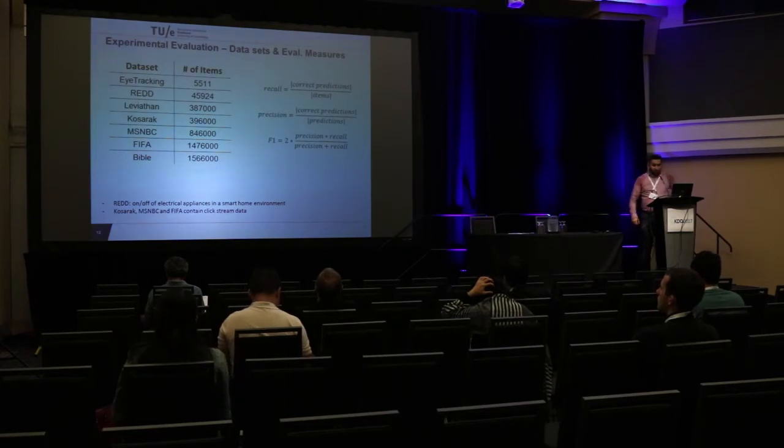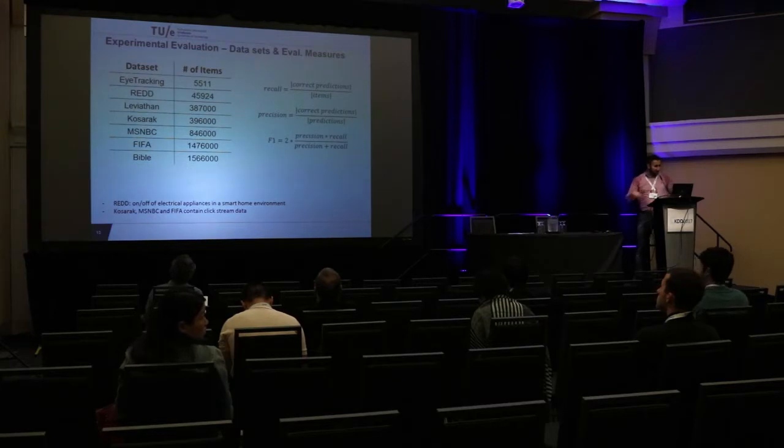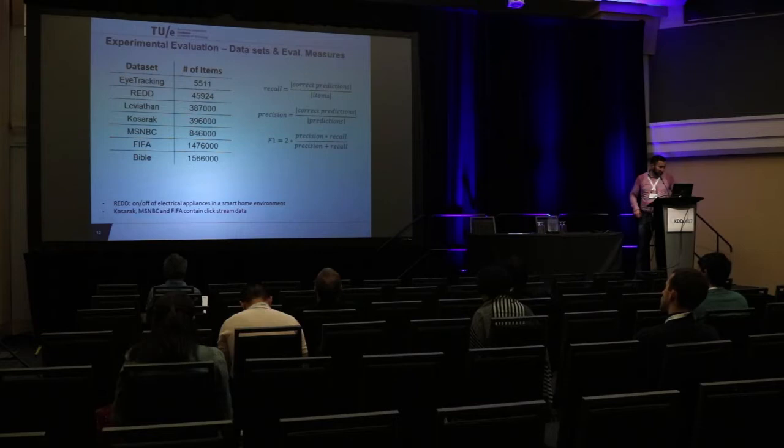So to the experimental evaluation, we have used those 7 real data sets. Those are the number of items that are contained. Basically, we read them in a streaming fashion. The first one is our application data set about the eye tracking. The second one is the electrical on-off registration of electrical appliances in a smart home environment. The next and the last ones are books, and COSARAC, MSNBC, and FIFA are clickstream data.